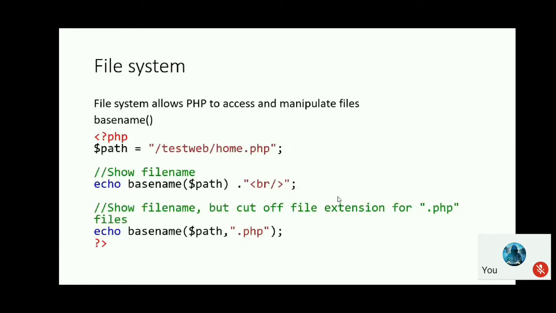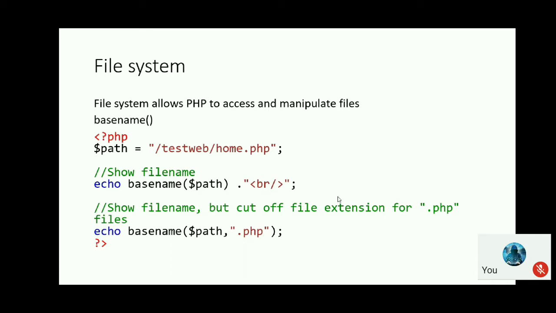So in the first case, I have used a method called basename. Basename will extract the file name from a path here. Okay, the file name is given as home.php. Suppose I don't want the file extension. That means I want to remove that extension and put the name in a database. Then I have to specify an extension here. If I specify the .php extension in the second case, I will simply get the name without the .php extension.